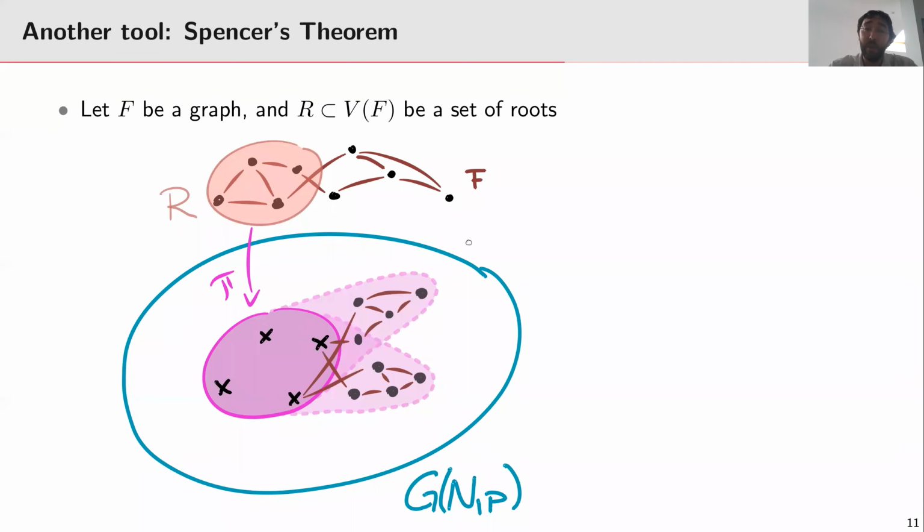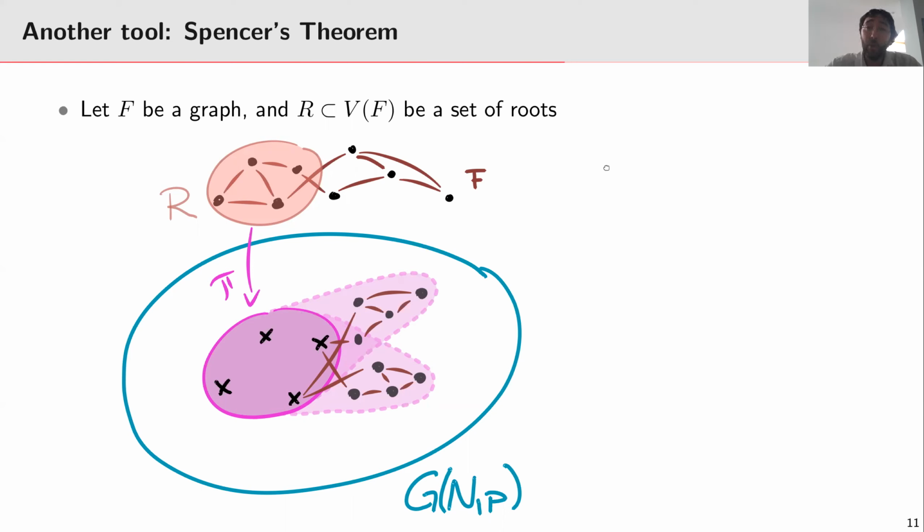Okay, so here are a couple of ways to do it. Notice I only care about the edges not contained among the roots. So I don't really care whether this edge between two roots actually shows up in the random graph. I just care about the edges that involve at least one vertex that's not a root.